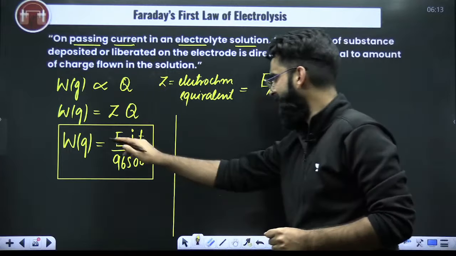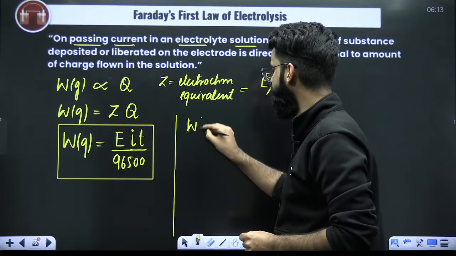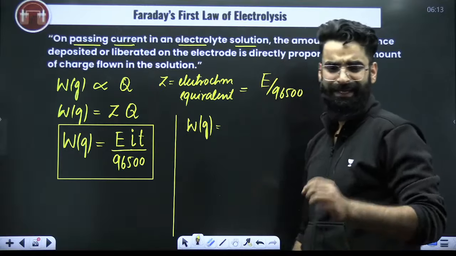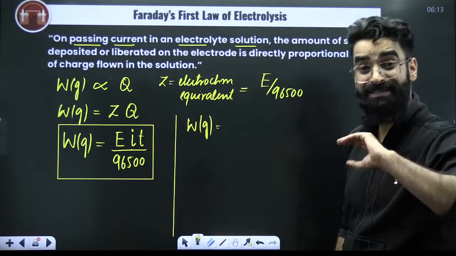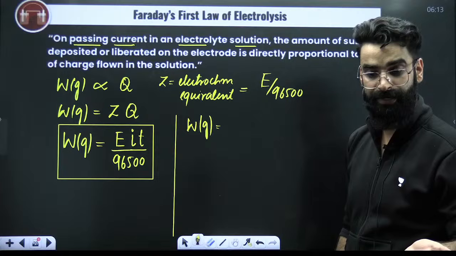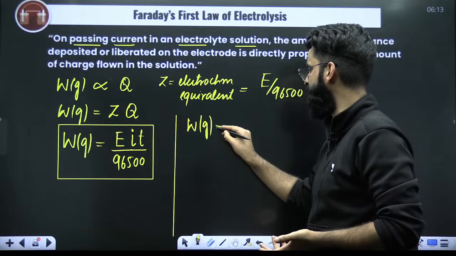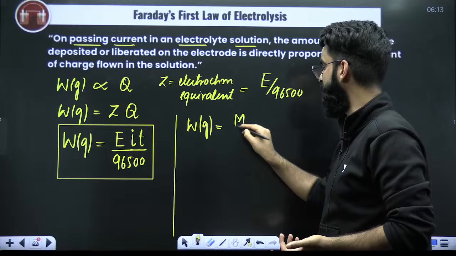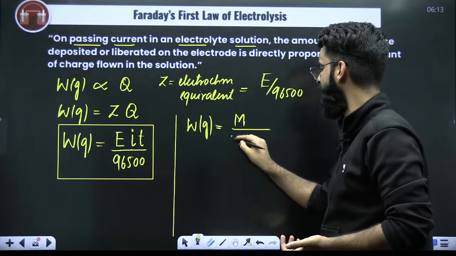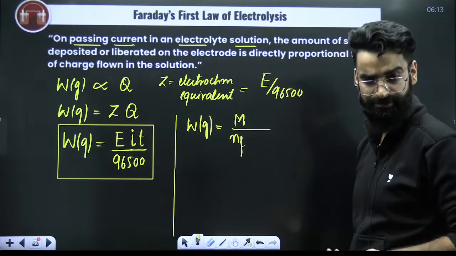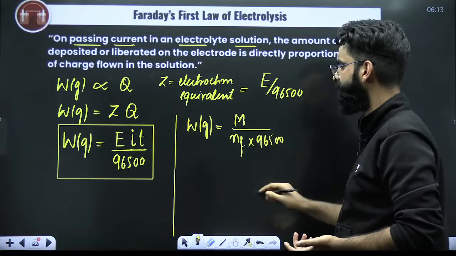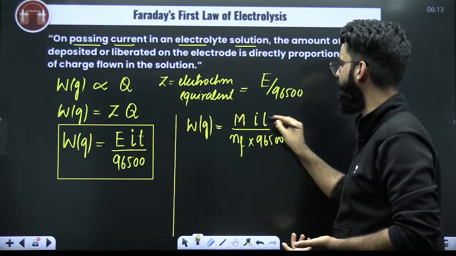Can I write it like this? Mass of the substance deposited or liberated in grams is equal to E. What is E? E is the equivalent mass of the same substance which is being deposited or liberated. And the equivalent mass is equal to the molar mass of the same substance divided by the n factor of the same substance. Right? And in the denominator, what do we have? 96500. In the numerator, we have I multiplied by T.